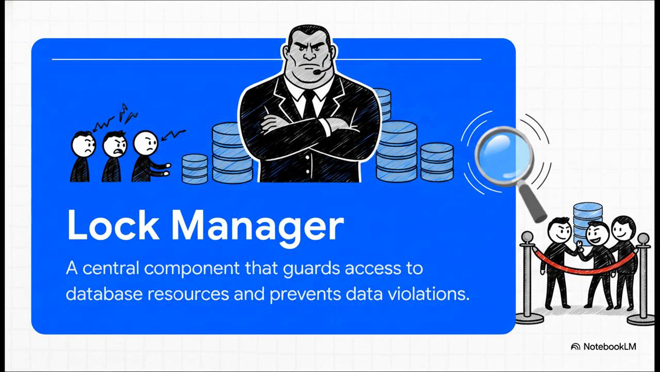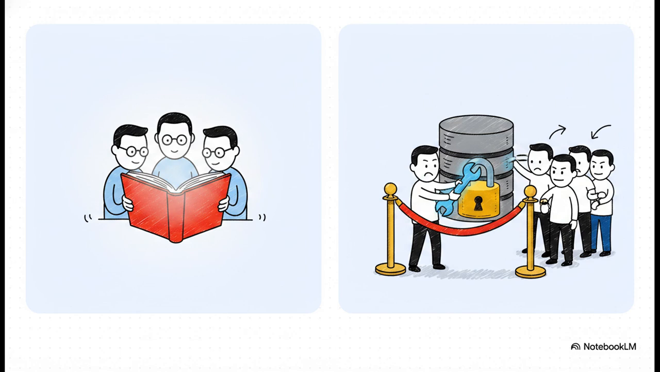It's a central control component that actively guards access to database resources, mathematically preventing concurrent requests from stepping on each other's toes and violating data integrity. The lock manager generally hands out two distinct types of passes.